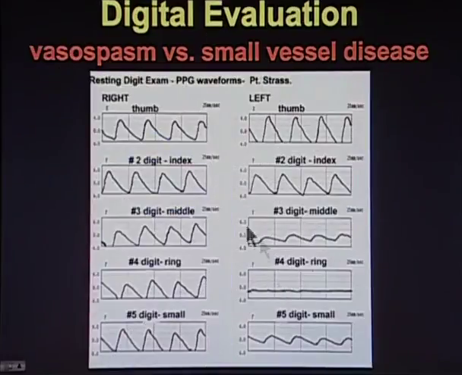Let's look at a case of that right here. This patient presents with some ischemic fingertips. On the left side, the left middle finger, the left fourth digit, the ring finger, and the left small finger, the amplitudes of the pulse volume recordings are quite a bit lower than the contralateral side.